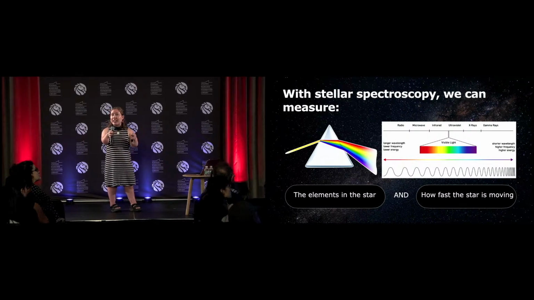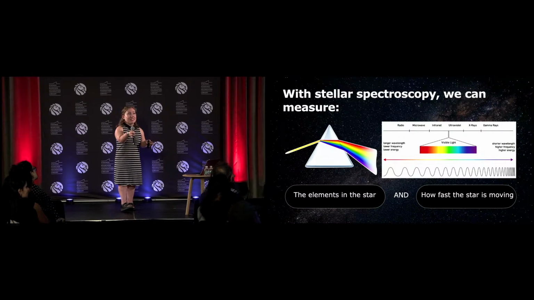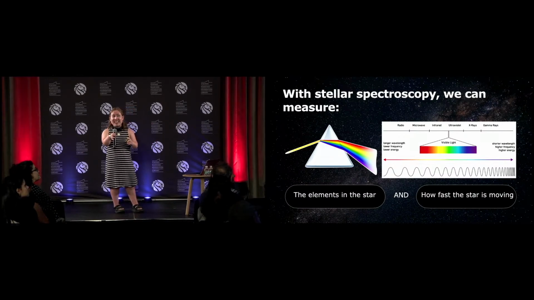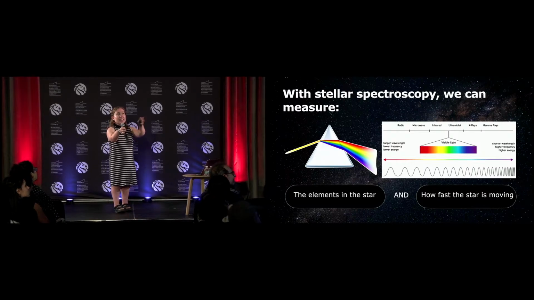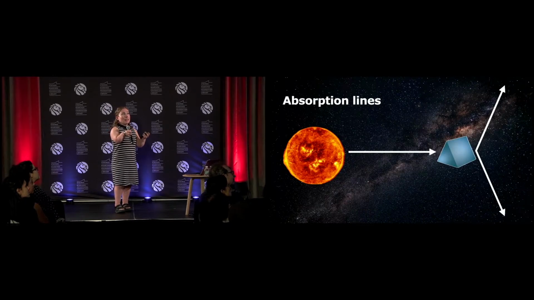Just by looking at a star's light, I can tell you what's in it, and I can tell you about its movement. So the first portion of this talk is for me to try to convince you that A, we can do these things, and B, they're worthwhile doing. So I'm going to first start with how we can learn about these two things. And I'm going to talk about something called absorption lines.